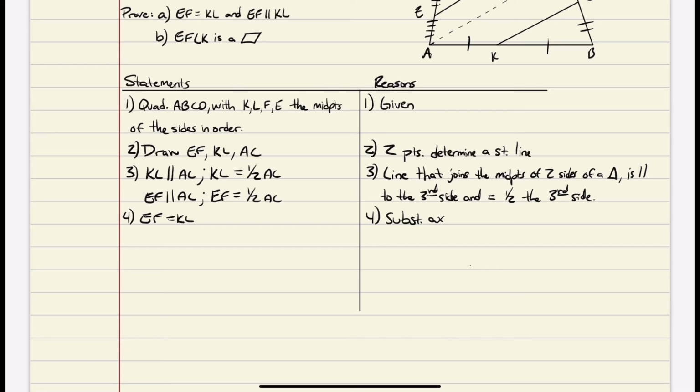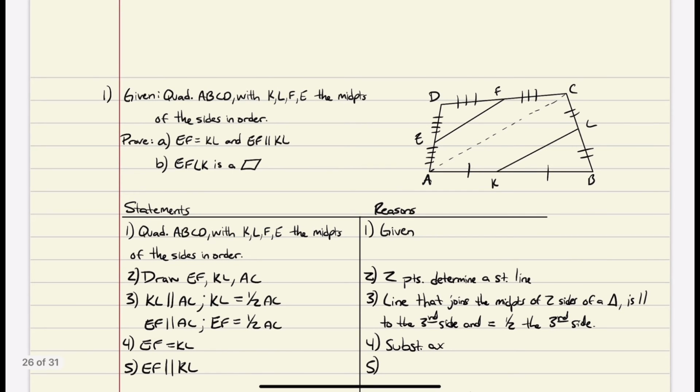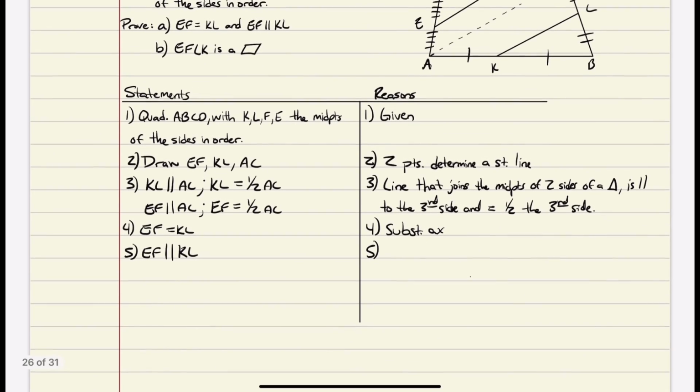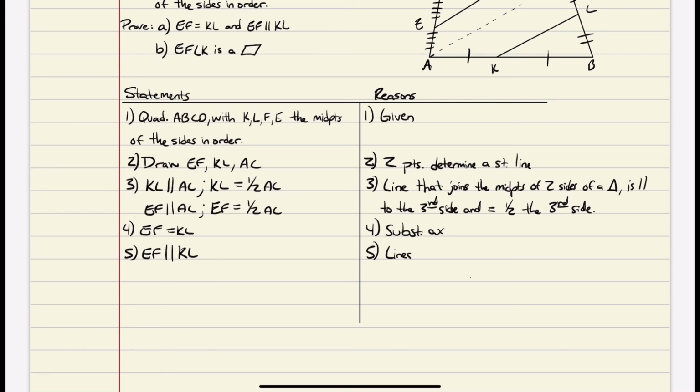Number 5. We can now say that EF is parallel to KL because they're both parallel to AC. We've already stated in number 3 that this and this are both parallel to AC. So if two lines are parallel to the same line, they're parallel to each other. Lines that are parallel to the same line are parallel to each other. And we've had many problems where we actually did prove that to be true.